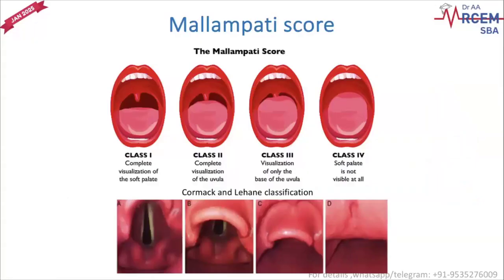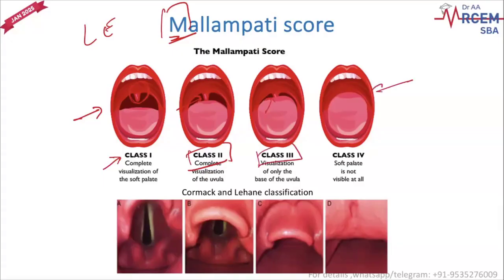Next one is the Malampati score. So, LEMON, we are in the M. In the Malampati score, you ask the patient to open their mouth and make a sound, ah. Once they make the sound, you look inside the mouth at what structures you are able to visualize. If you are able to visualize the entire uvula, then it is class 1. If you are able to see the uvula but not the tip of the uvula, then it is class 2. The tip and the stem not visualized, only the base of the uvula, then it is class 3. Uvula cannot be visualized at all, then it becomes class 4.